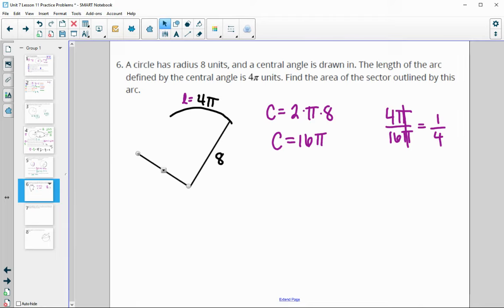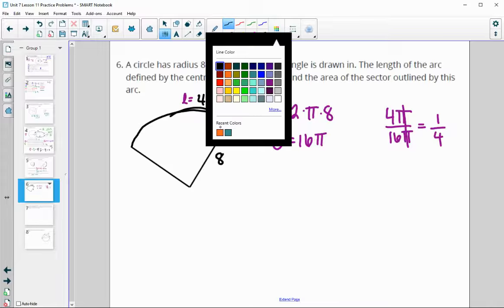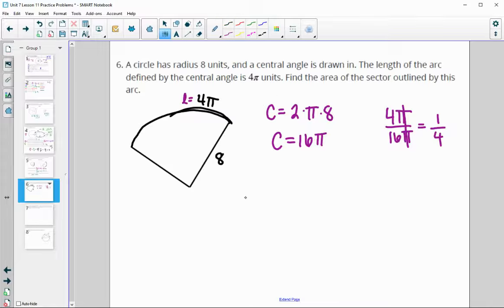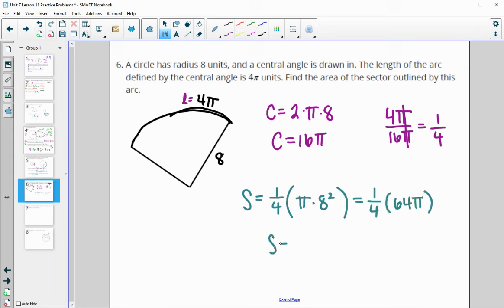Okay, so definitely not drawn to scale. 1/4 of the circle looks more like this. Since we know 1/4 of 360 is 90, we'd have a picture that looks more like this. And then if we're looking for the area, when we do the sector area, we want to do 1/4 of the total area. And the total area is pi times 8 squared. So 1/4 of 64 pi. 1/4 of 64 is 16 pi, and then units squared.